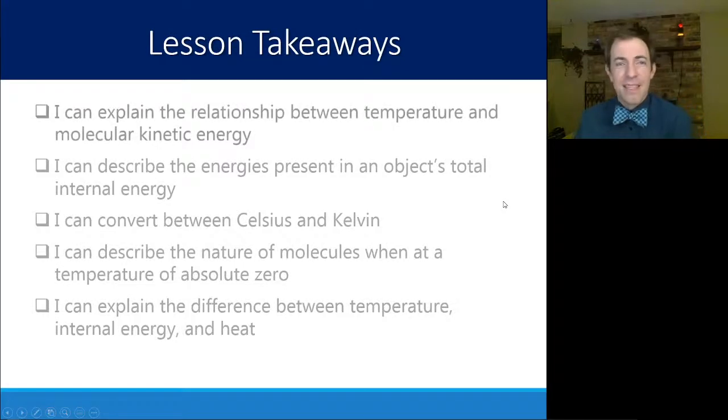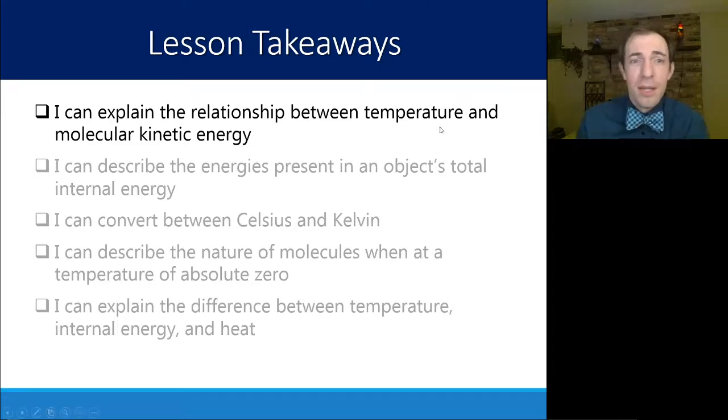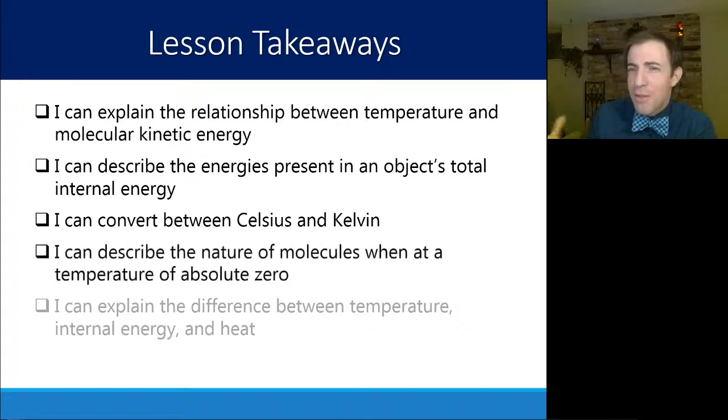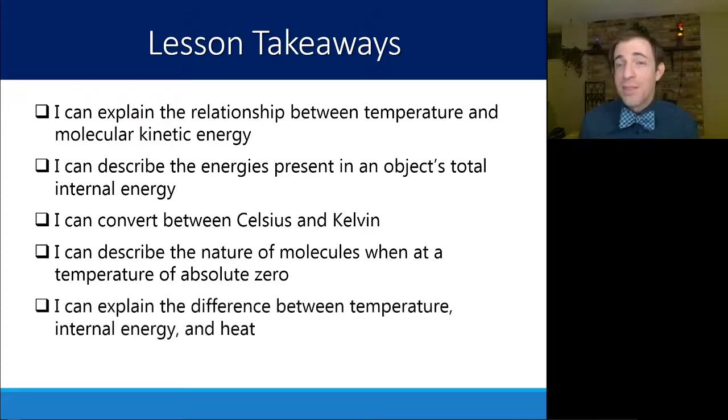So the main takeaways for this lesson, you should be able to describe the relationship between temperature and kinetic energy of those molecules. You should be able to describe the energies present in an object's total internal energy, so both kinetic and potential, and what each of those represent. You should be able to convert between Celsius and Kelvin using that 273 degree offset. You should be able to describe the nature of molecules when something is at absolute zero and what that actually means. And then describe the difference between these words of temperature, internal energy, and heat.